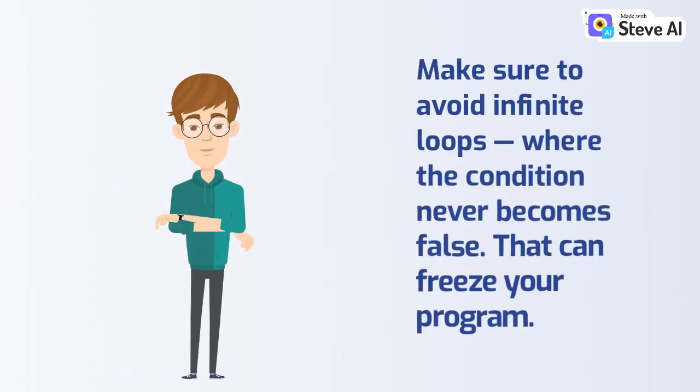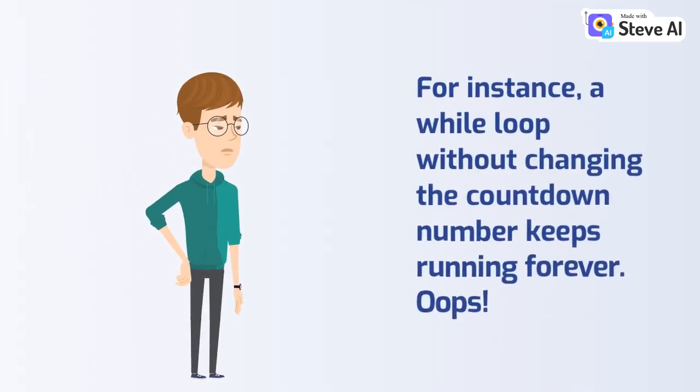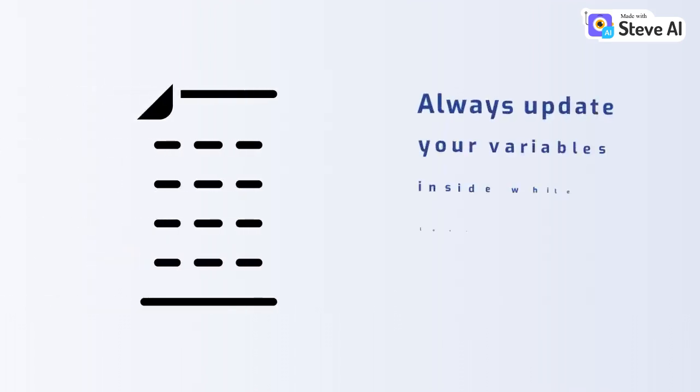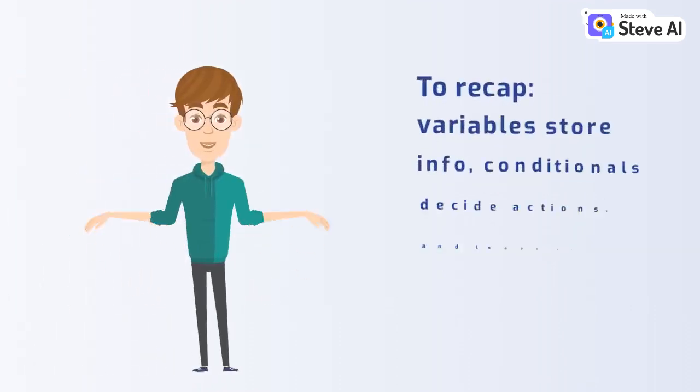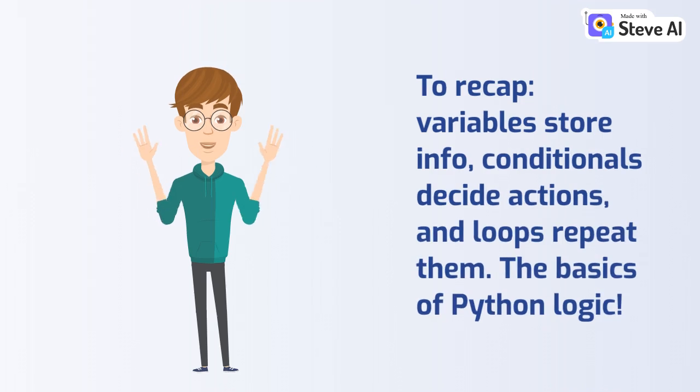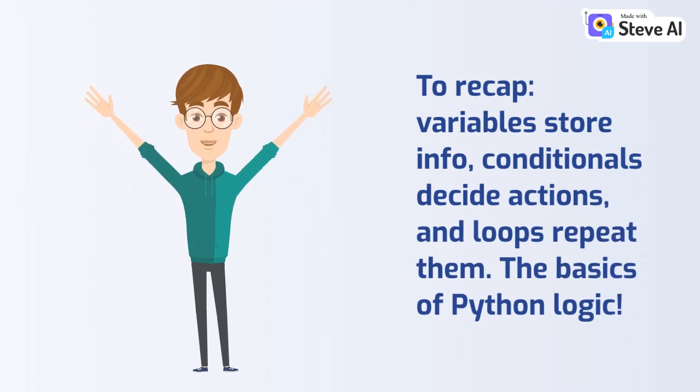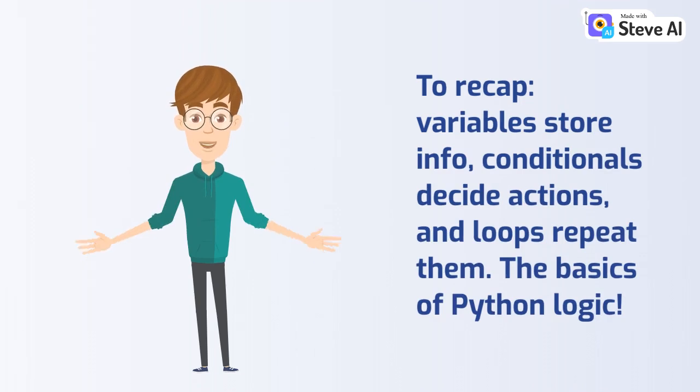Make sure to avoid infinite loops, where the condition never becomes false. That can freeze your program. For instance, a while loop without changing the countdown number keeps running forever. Oops! Always update your variables inside while loops to ensure they eventually end. To recap, variables store info, conditionals decide actions, and loops repeat them. The basics of Python logic.